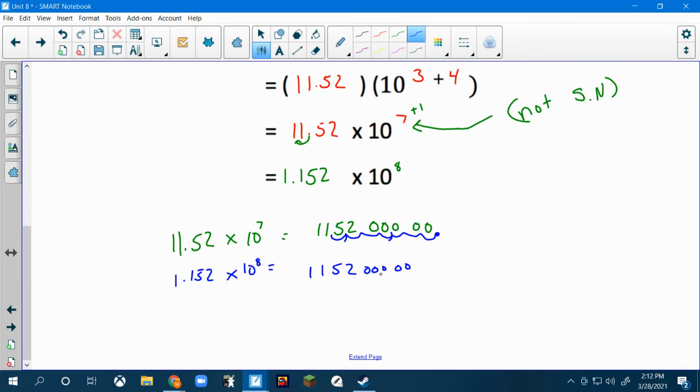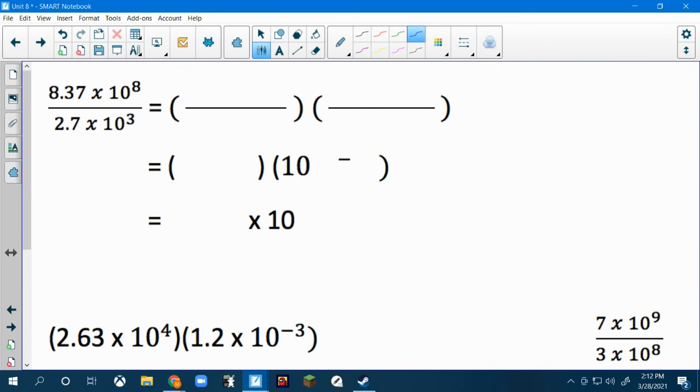And I know you'd say, well, if you get the same thing, why can't we write it this first way? Well, that's just not scientific notation. So you want to make sure that it is in correct scientific notation form. Let's practice some more. This is now a quotient rule.